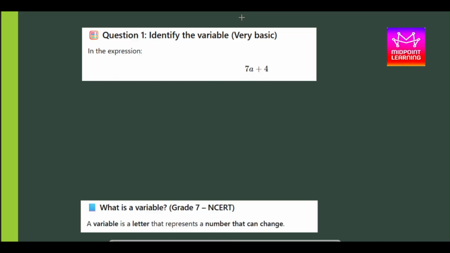In this question, we need to identify the variable in this expression 7a plus 4. So what is a variable first? A variable is a letter that represents a number that can change. Means a letter that can change its value. So what is the letter here that can change its value? The answer is a. It can hold any value, right? 1, 2, 3 and so on.